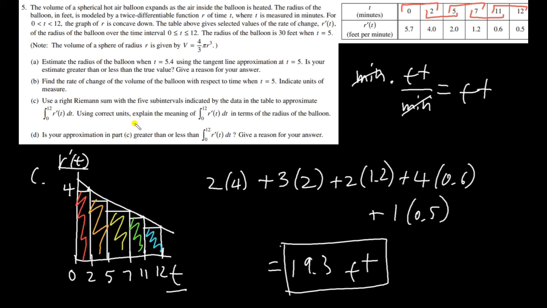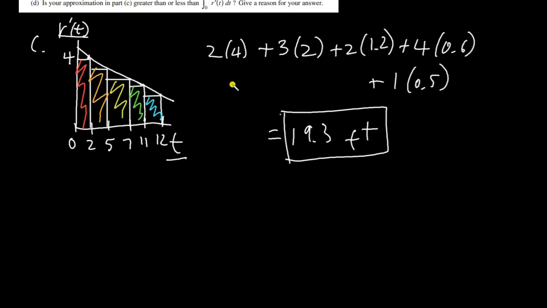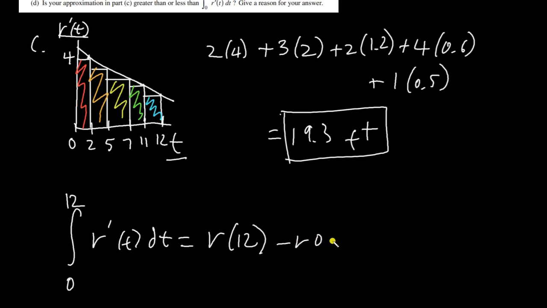Okay, and we also want to know what this means in terms of the radius of the balloon, right? So we just approximated the integral from 0 to 12 of r prime of t dt. Using the fundamental theorem of calculus, I can say this is equal to r of 12 minus r of 0. And what this really is, is just delta r from 0 to 12. It's how much the radius changed from 0 to 12. So what this 19.3 represents is the approximation for delta r from 0 to 12. So we're approximating how much the radius changed from 0 to 12, the change in the radius.